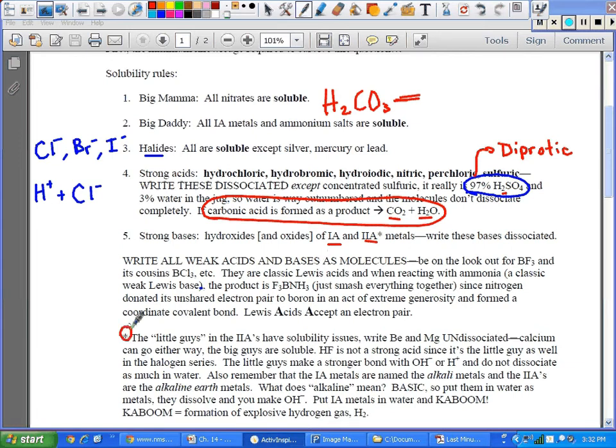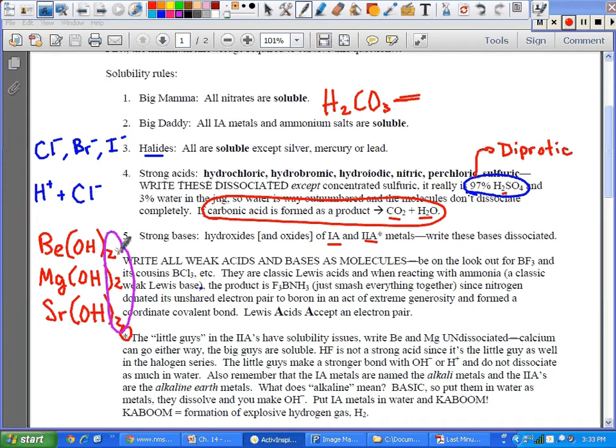Okay. Be and Mg will always be like this: Be(OH)2 and Mg(OH)2. And also, which one? Sr(OH)2. What do you notice in common? They're all group 2, and they are called what? Dibasic. So if they're dibasic, leave them together. Little guys make stronger bonds. Yeah, don't dissociate them.